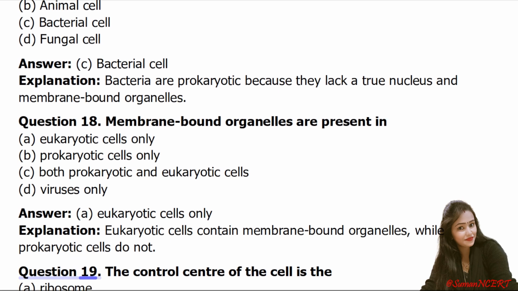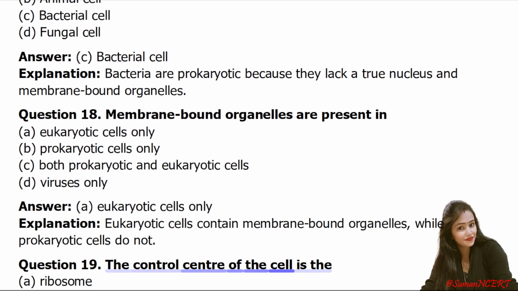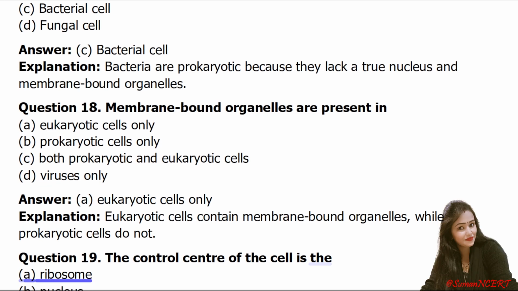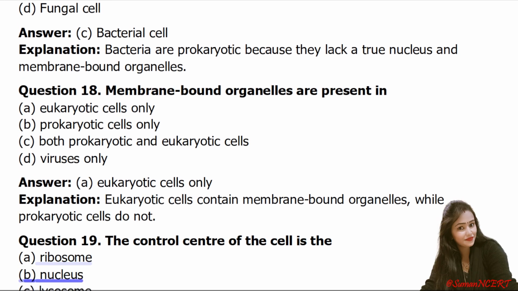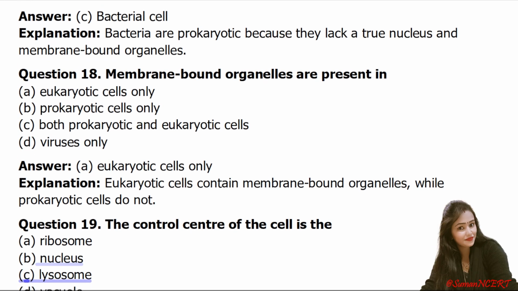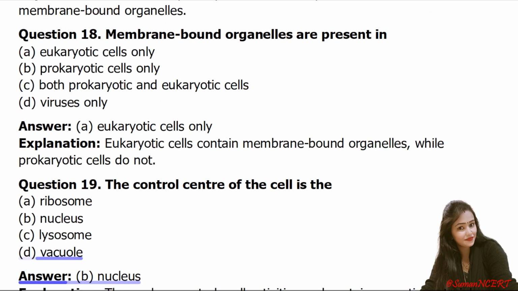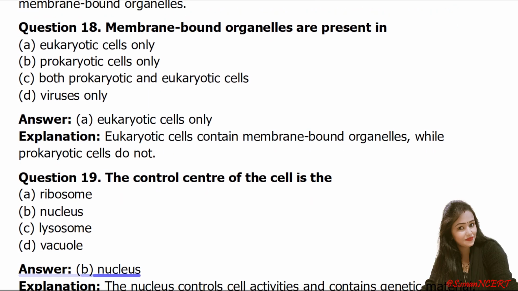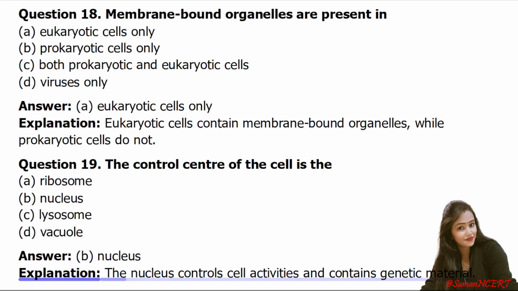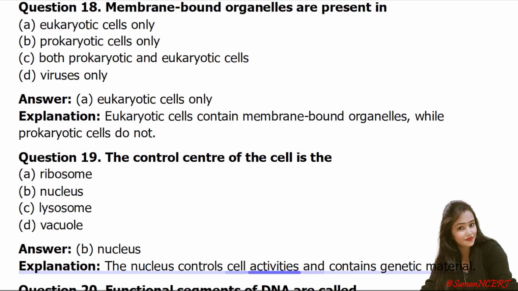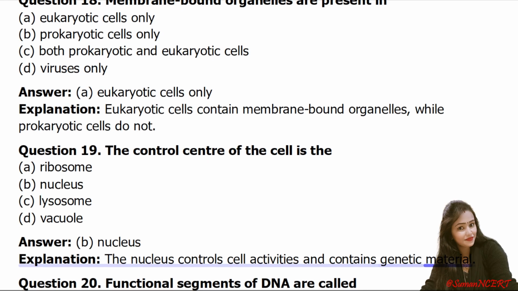Question 19. The control center of the cell is the: A. Ribosome. B. Nucleus. C. Lysosome. D. Vacuole. Answer: B. Nucleus. Explanation: the nucleus controls cell activities and contains genetic material.